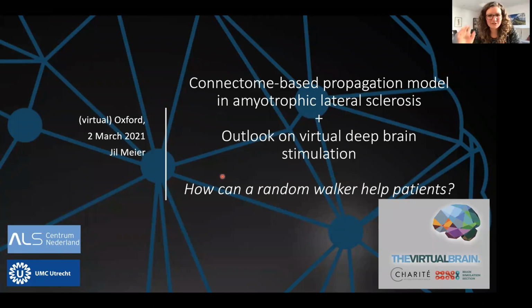I will give you a talk about mostly the paper on the connectome-based propagation model of ALS. I will very slowly slide into the topic. So if anything is unclear, I know there are different jargons used, so just feel free to ask. And then in the end, I will give a short outlook on my current work here in Berlin, where we are using a virtual brain to stimulate it and see if we can change the dynamic regimes for patients. So I hope in the end of the talk, you can answer how a random walker can help patients.